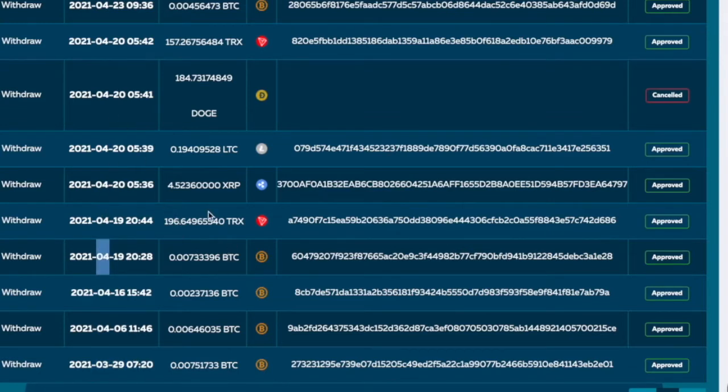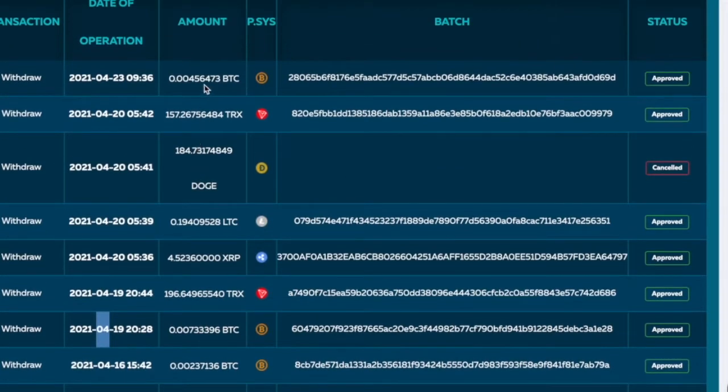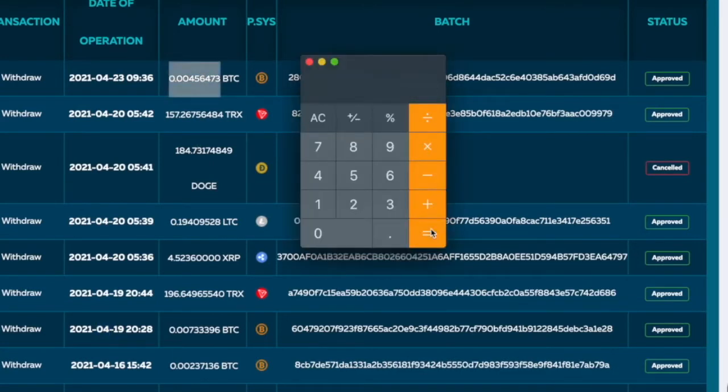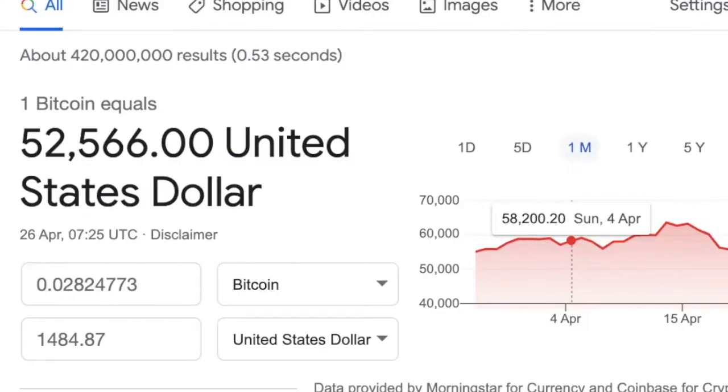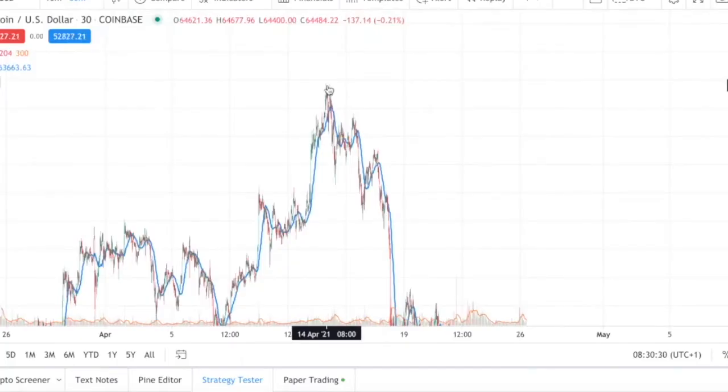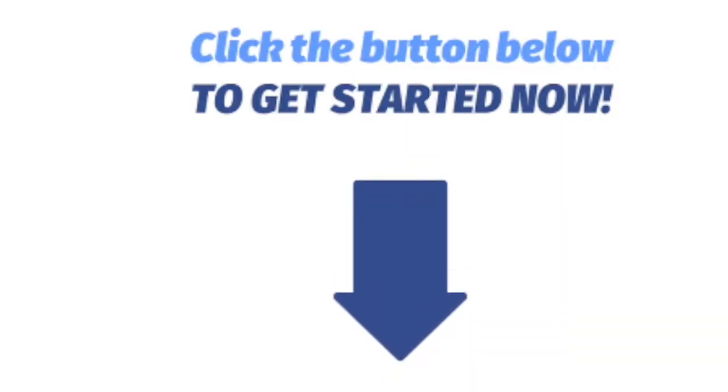Okay, so moving up, we're coming up to the top here, which is this one. Pop that into there, equals that 0.28 of Bitcoin. So let's have a look how much that is. At today's rate, that's $1,484.87. Now that's just one passive income. So let's move on to the next passive income.